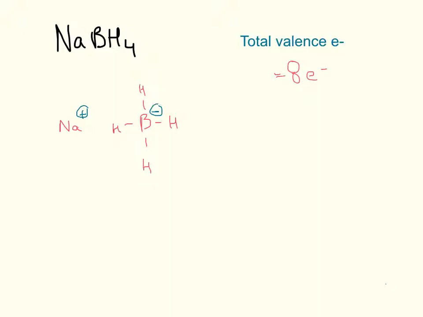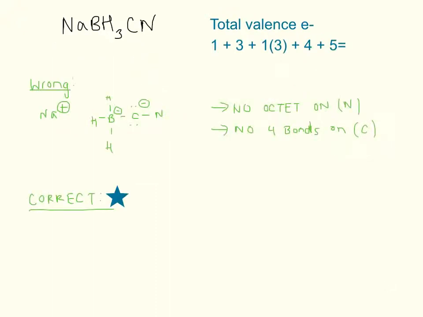Okay, we're going to do one more. We have sodium borohydride with a cyanide. Okay, so our total valence electrons: 1 from sodium, 3 from boron, 3 from 3 hydrogens, 4 from the carbon, 5 from the nitrogen, which gives me a total valence electron count of 16.